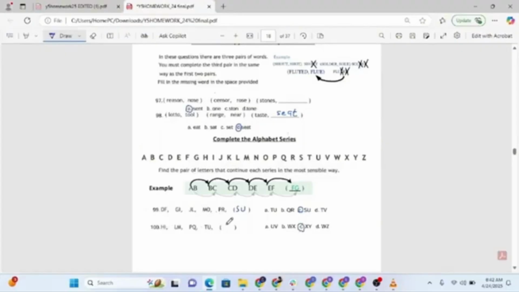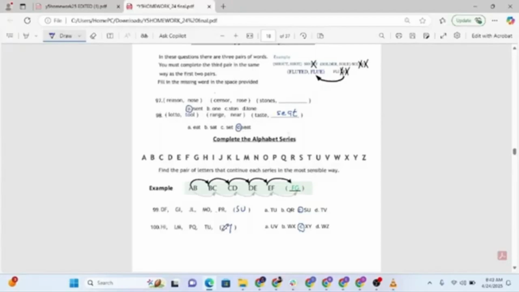Explanation. Look at the first letters in each pair. H becomes L, L becomes P, P becomes T. Each time we move forward by 4 letters in the alphabet. H plus 4 is L, L plus 4 is P, P plus 4 is T, T plus 4 is X.